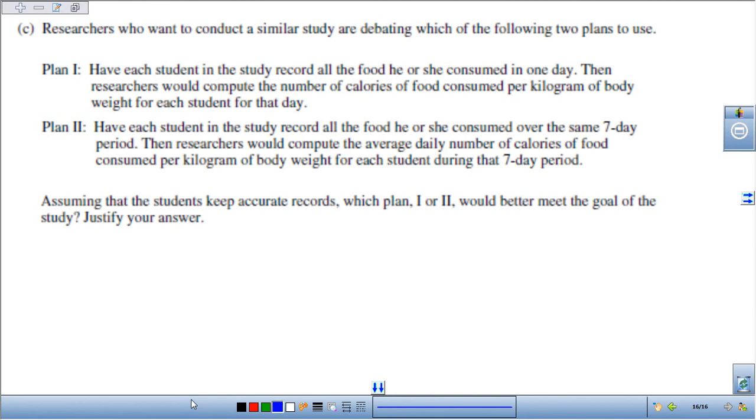Assuming that the students keep accurate records, which plan, 1 or 2, would better meet the goal of the study? And justify your answer. When answering these questions, I like to tell my students, tell me what plan is good and why, and then also tell me why the other plan is not as good. So let's talk about plan 1 for a moment. Let's say, for plan 1, pretend for a moment that one day is Thanksgiving.